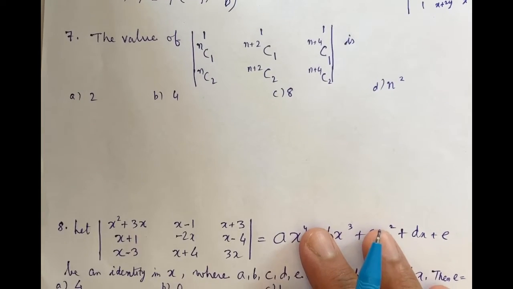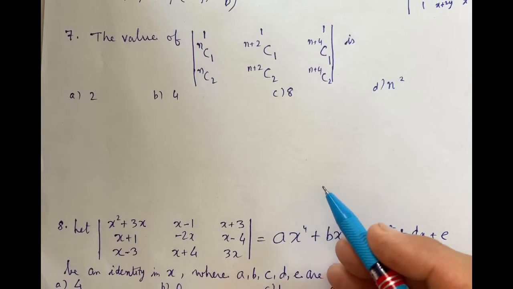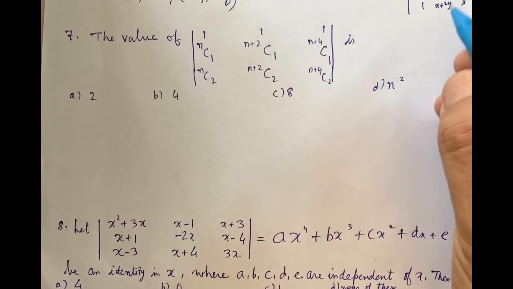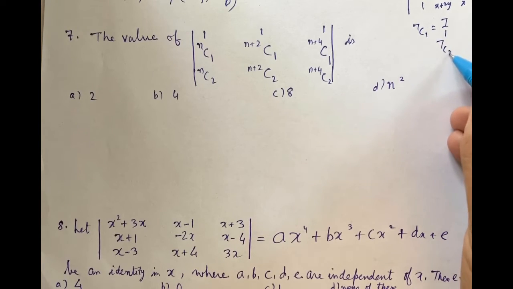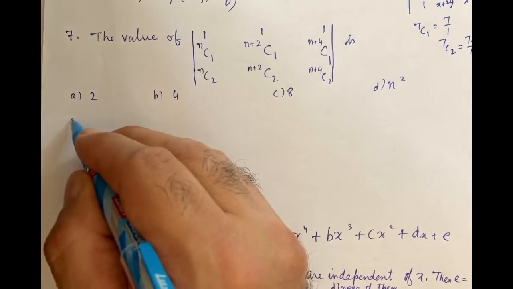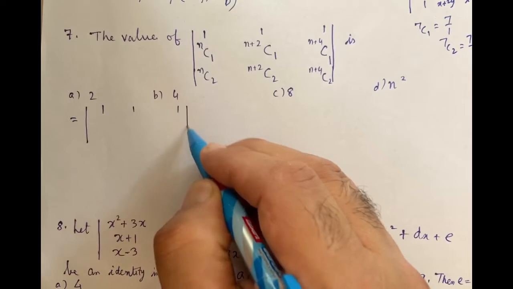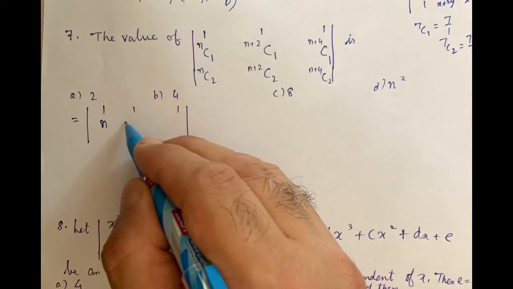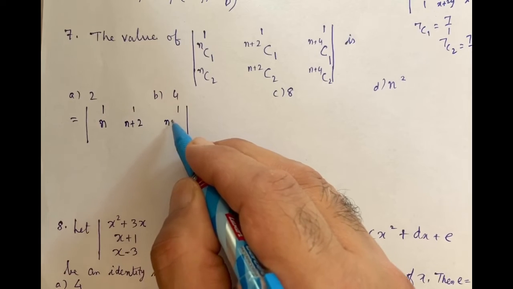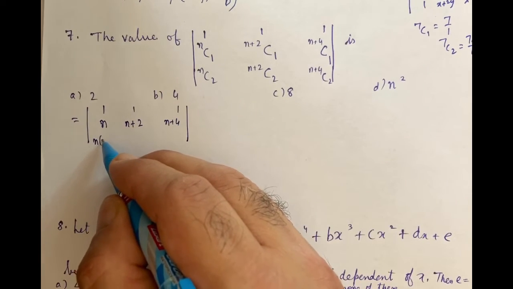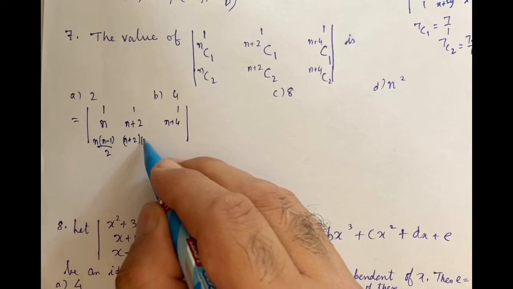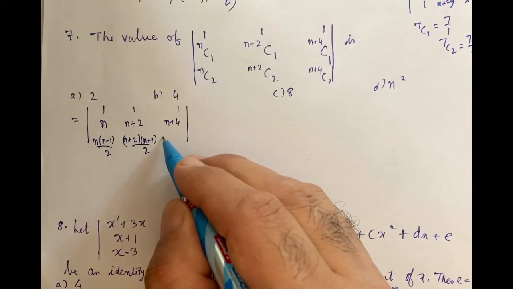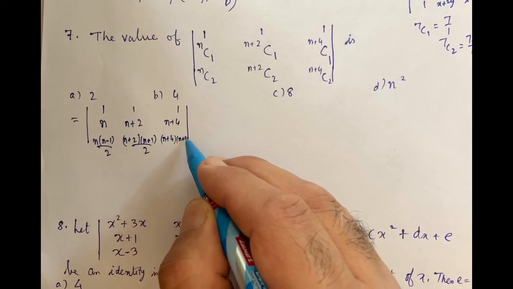The next one, we have to find value of this determinant. So for NCRs, we'll use the shortcut method. We have learned that 7C1 is 7 upon 1, 7C2 is 7 into 6 upon 1 into 2. So this determinant is equal to 1 1 1, nC1 is n, n plus 2C1 is n plus 2, this is n plus 4, nC2 is n into n minus 1 upon 1 into 2, this is n plus 2 into n plus 1 upon 2, n plus 4 into n plus 3 upon 1 into 2.